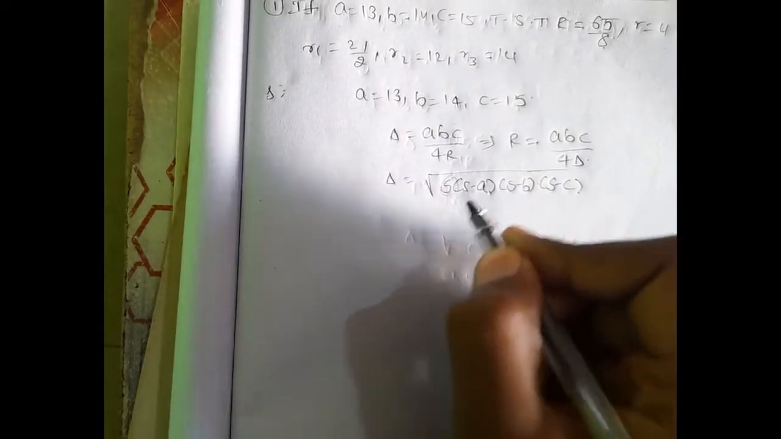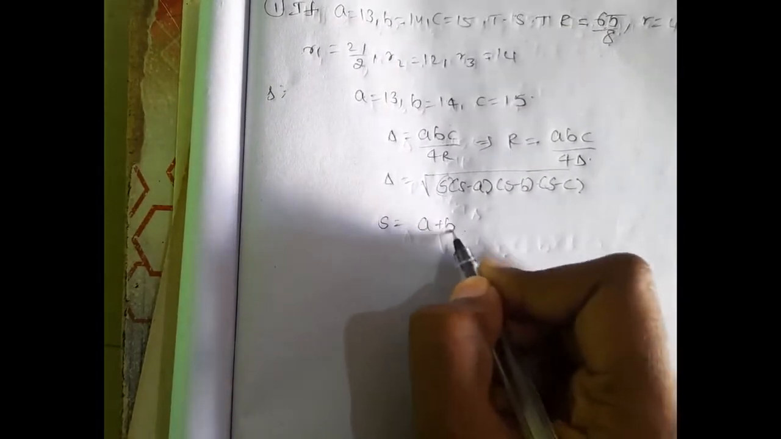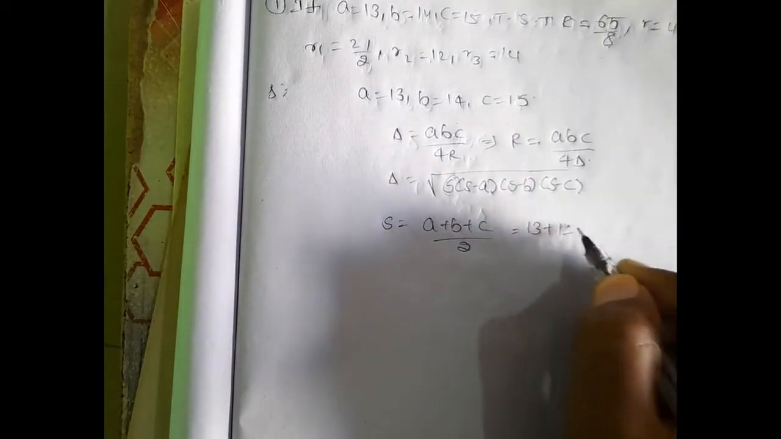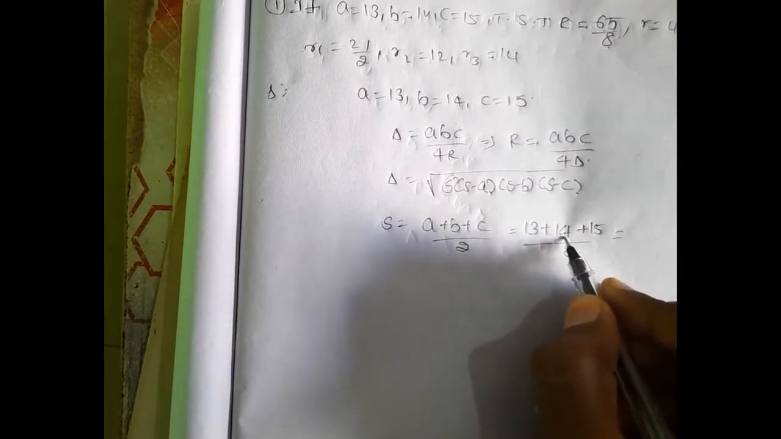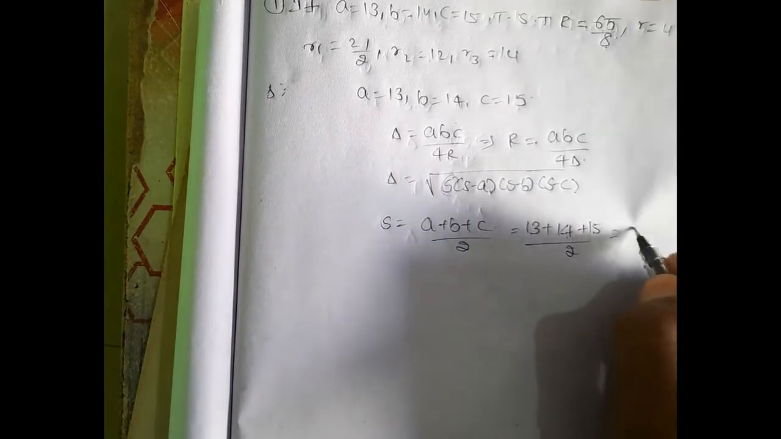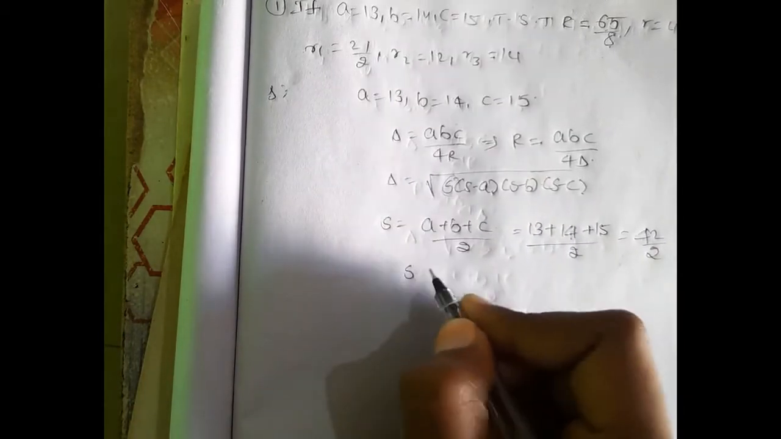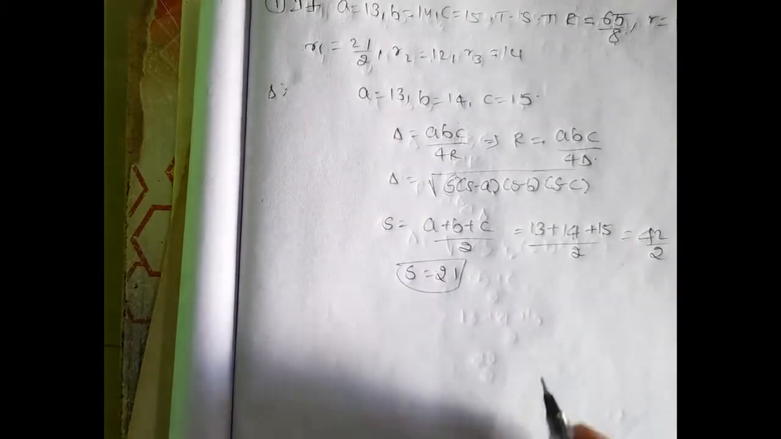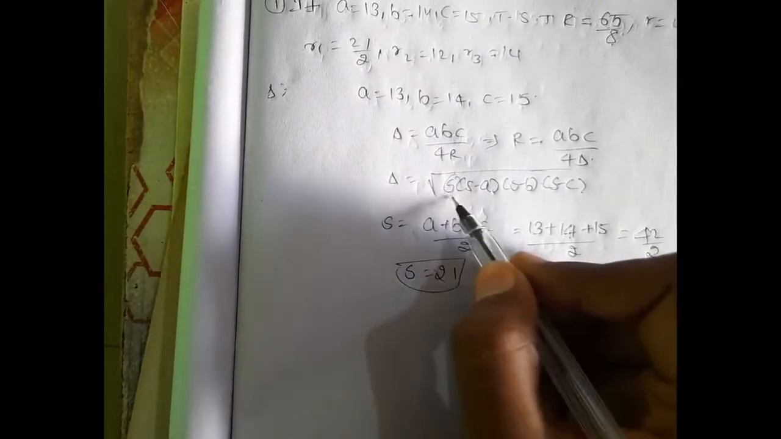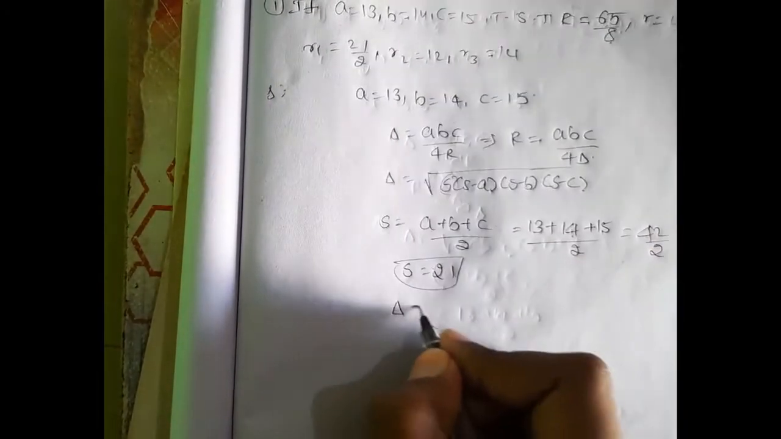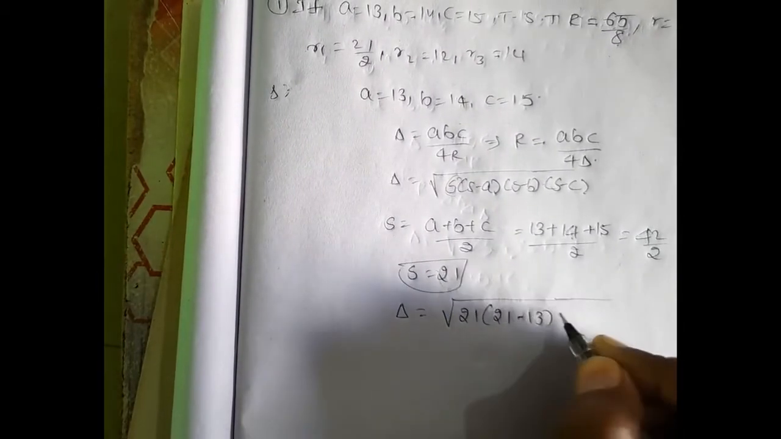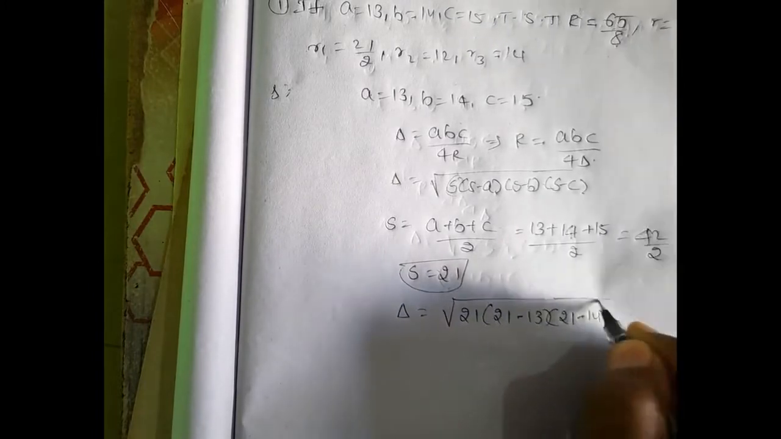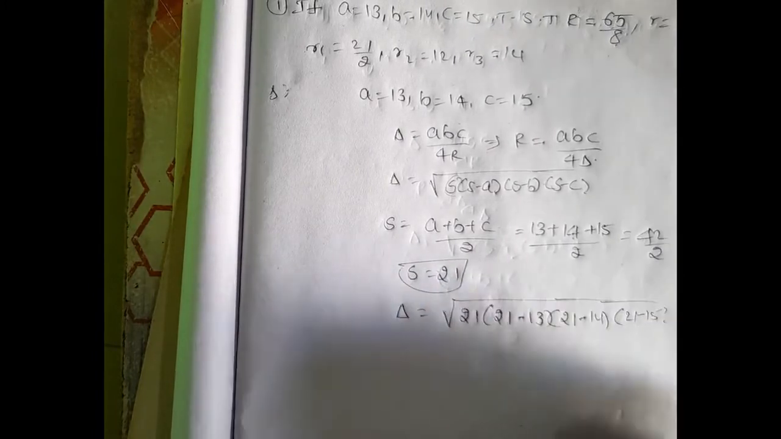Now we have to find s. So s equals a plus b plus c by 2. That is 13 plus 14 is 27, 27 plus 15 is 42, by 2. So s equals 21. We got the value of s. Now we substitute the value of s in the area of the triangle. So delta equals under root of 21 into 21 minus 13, 21 minus 14, 21 minus 15.